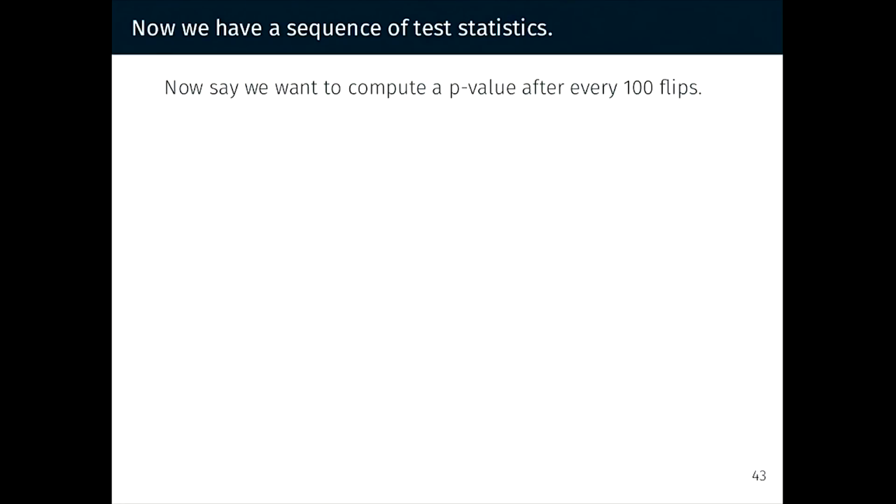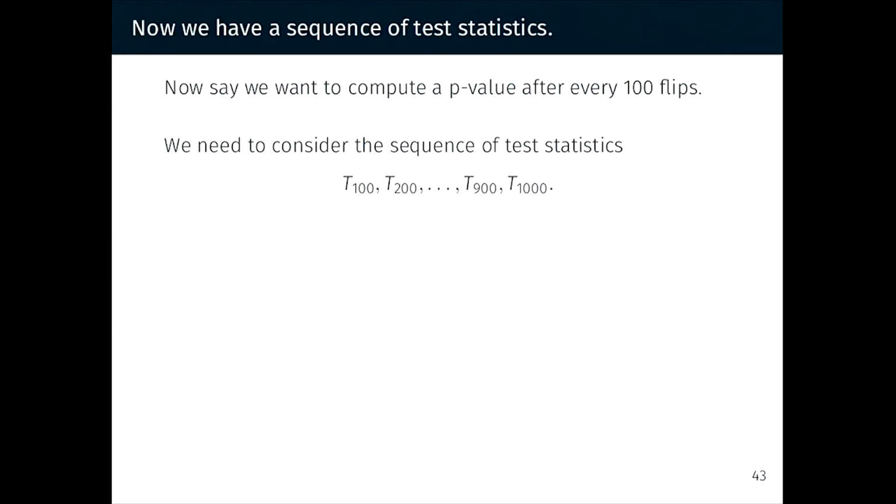Okay, so now we want to be able to monitor sequentially. In this case, we're not going to monitor continuously, but we're going to say after every 100 flips, we want to be able to compute a p-value and maybe stop the test early. So it's 1,000 total flips, but we're going to look 10 times, after every 100 flips. So now we have a sequence of test statistics. T100, the number of heads minus the number of tails after 100 flips. T200, the number of heads minus tails after 200 flips, and so on. So a sequence of 10 test statistics.